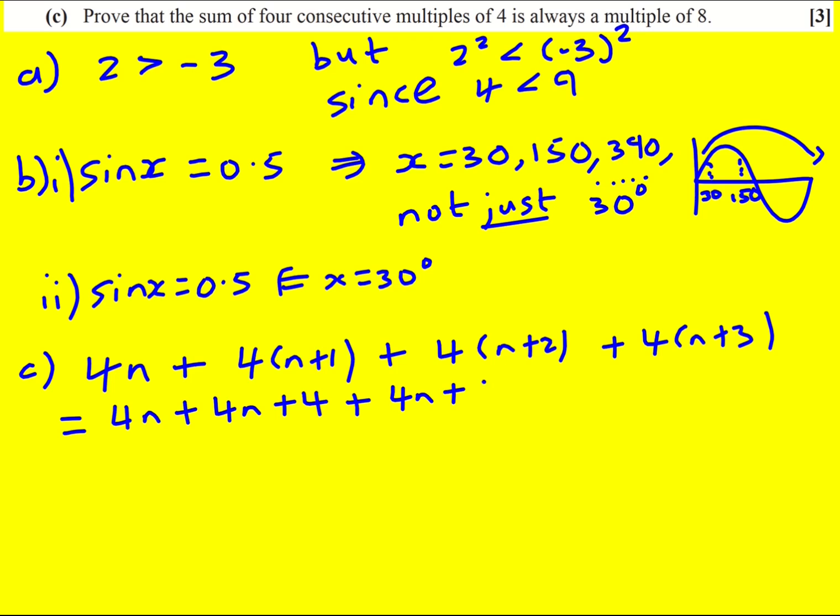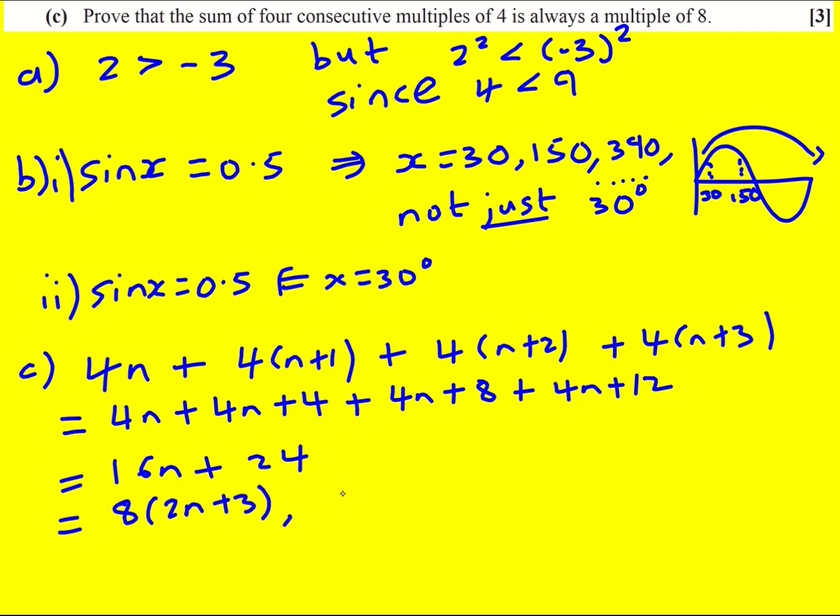Multiply it out. So we get 16n plus 24. And now factorize out the 8. So it's 8 times (2n plus 3). Which is a multiple of 8.